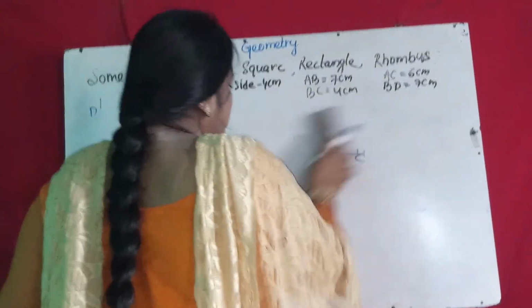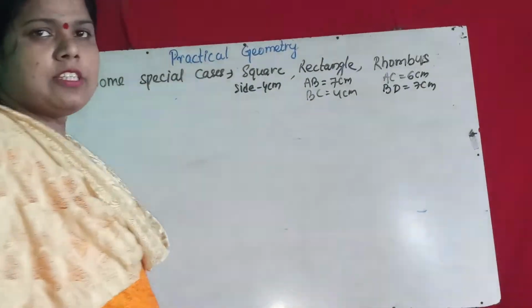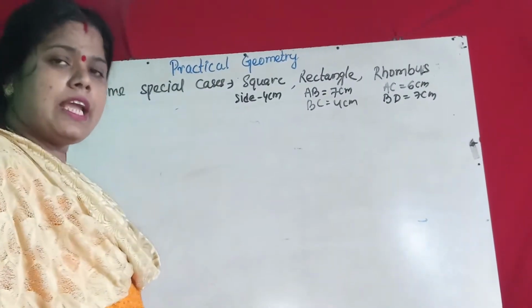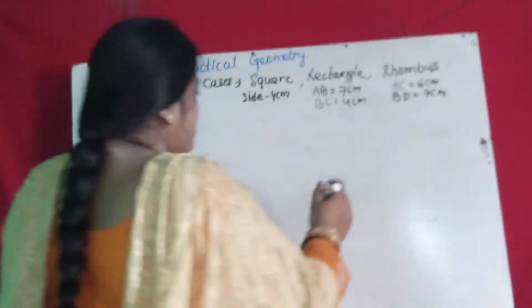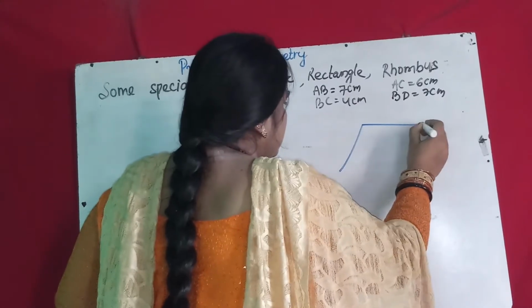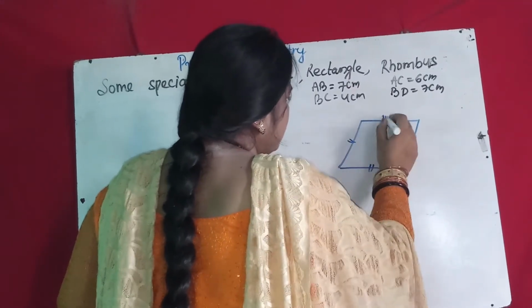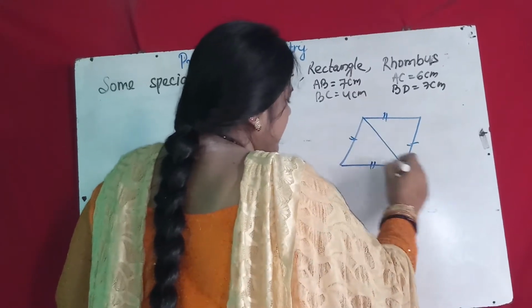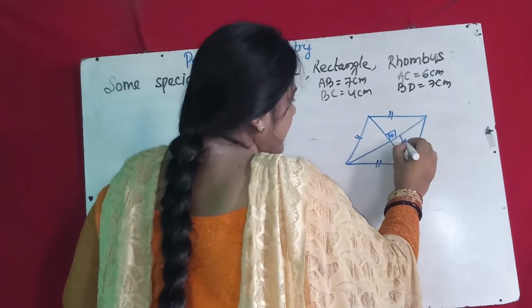Rhombus, how do you know? You know in a rhombus all sides are equal and the diagonals bisect each other and are perpendicular to each other, 90 degree. So suppose this is a rhombus. So rhombus property: all sides are equal, and the diagonals intersect at 90 degree.